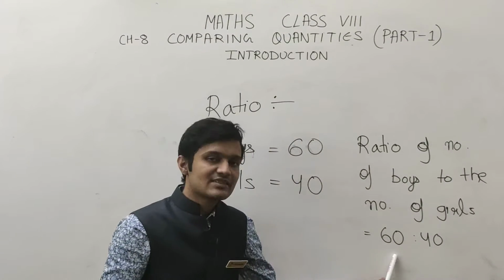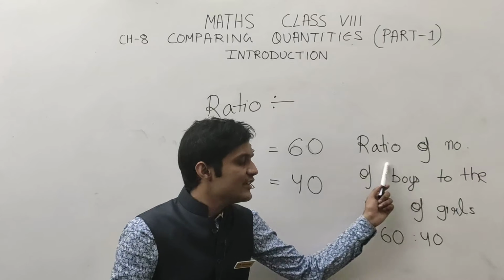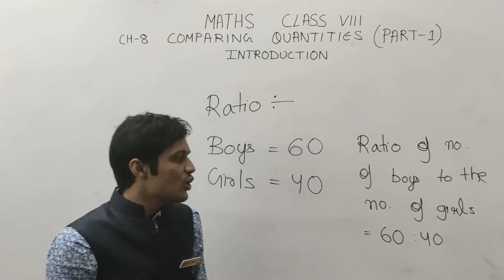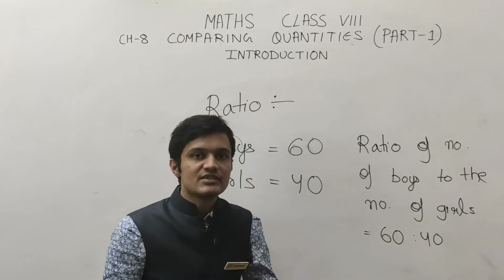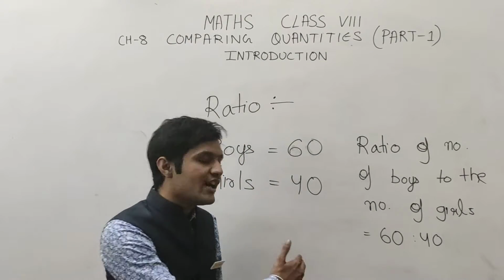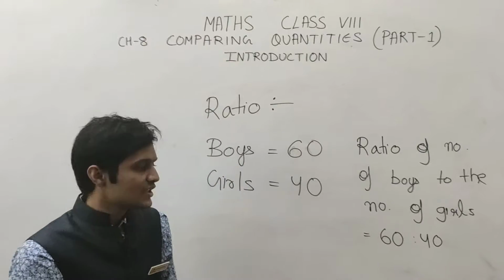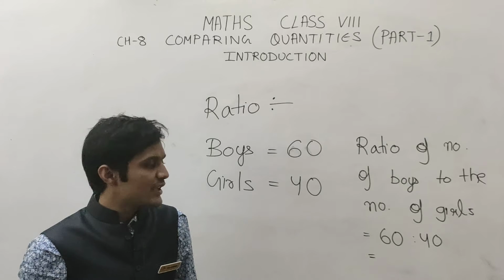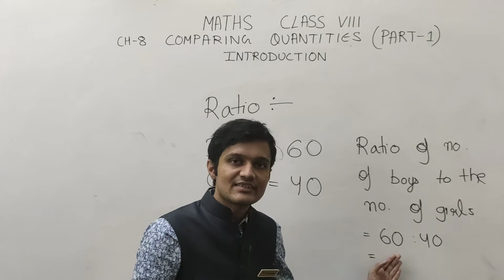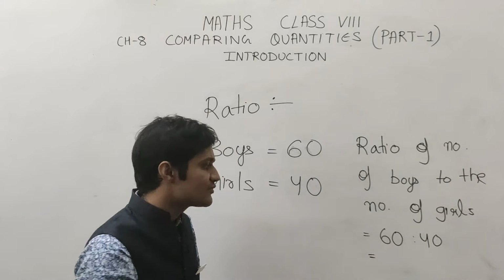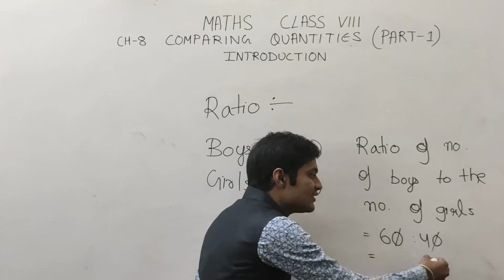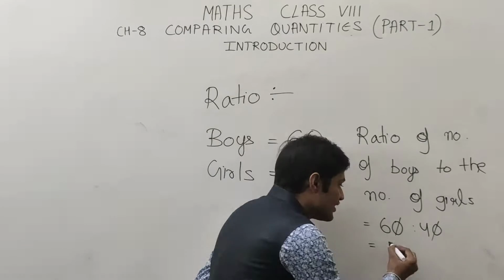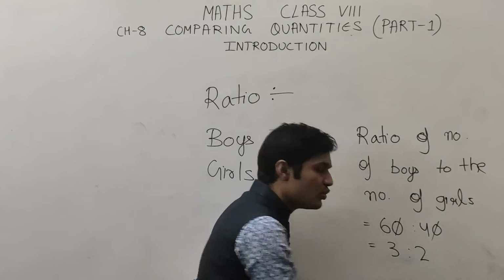Why are we writing 60 first? Because we are finding the ratio of number of boys to the number of girls. So I am writing the number of boys first, that is 60, and after that number of girls, that is 40. So the ratio will be, you have to find the ratio in the simplest form. So you can write 60 and 40 in the simplest form as, firstly cancel the 0 with the 0 of 40, and 6 is to 4, that is 3 ratio 2.